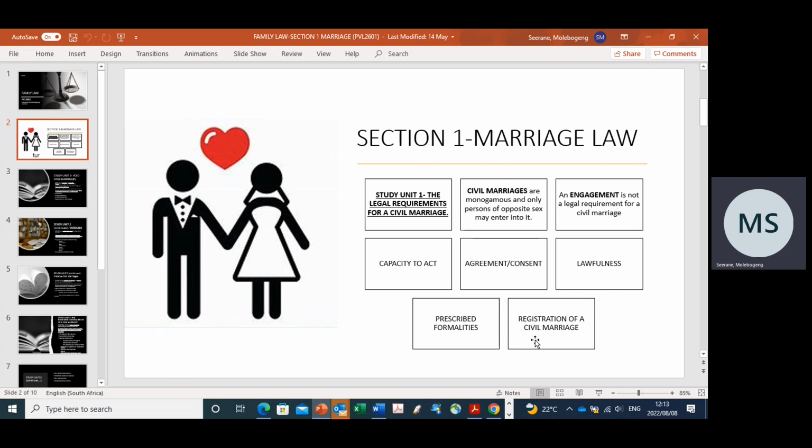This brings us to the end of our study. We have now completed study unit 1 of our study guide, the legal requirements for a civil marriage. I hope everything was clear.